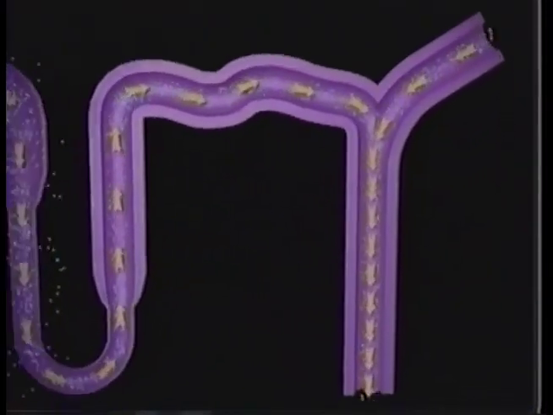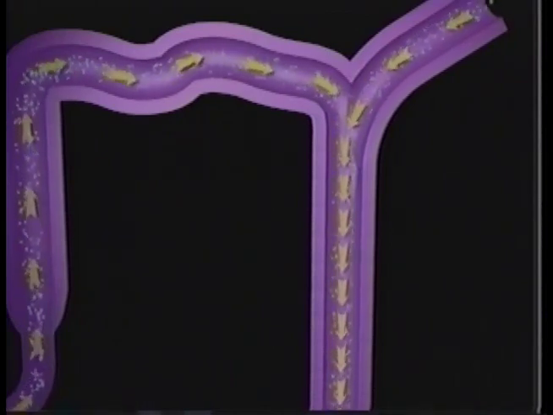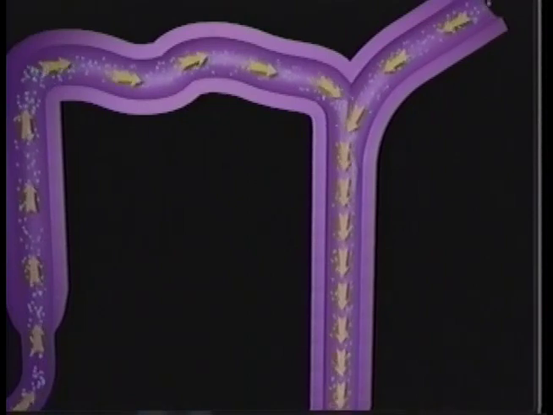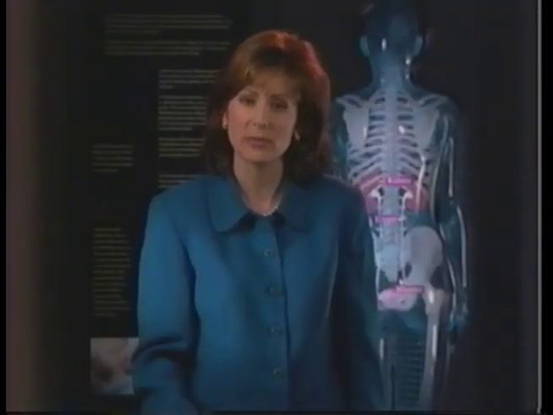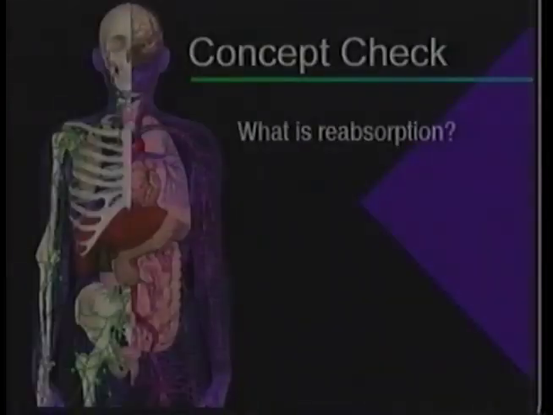By the time the tubular fluid reaches the collecting duct, at least 85% of the water and sodium ions have been removed for recycling. This is a good point to pause for a concept check before we look more closely at the loop of Henle. Take a moment to answer 4 concept check questions.